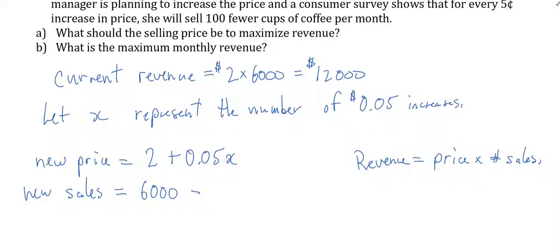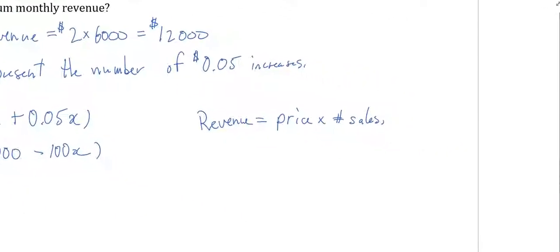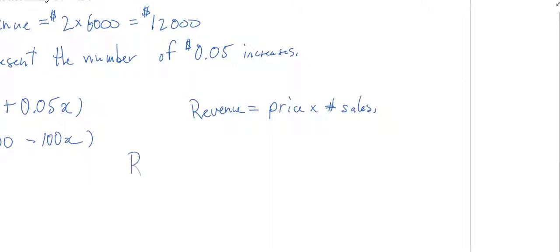So I have an expression for the new price, an expression for the new sales, and remember we already determined that revenue equals price times sales. So that means my revenue R is equal to the price, 2 plus 0.05x, times sales, which is 6,000 minus 100x. And this is going to give me an equation that, if I find the maximum of it, I'll have solved the problem. But how do we do it in this case?